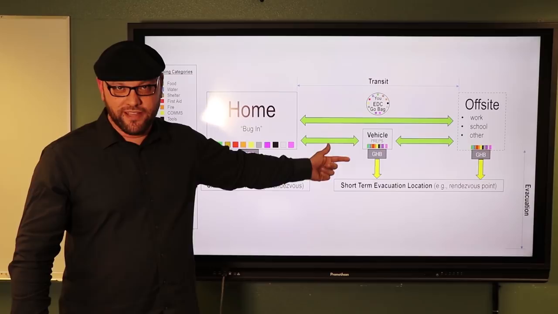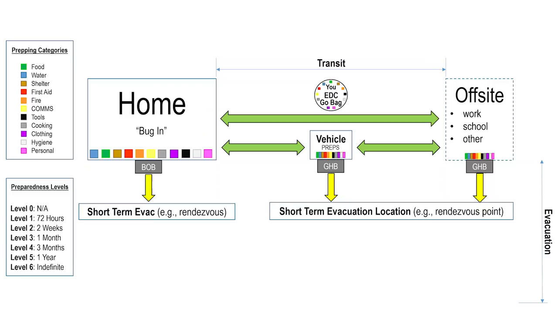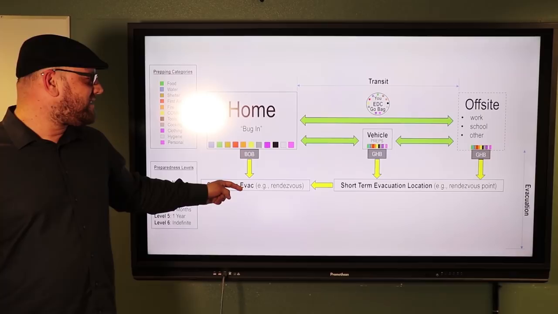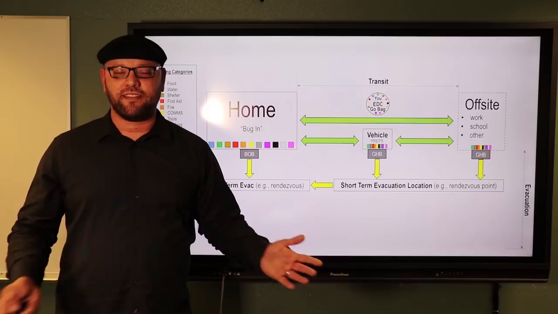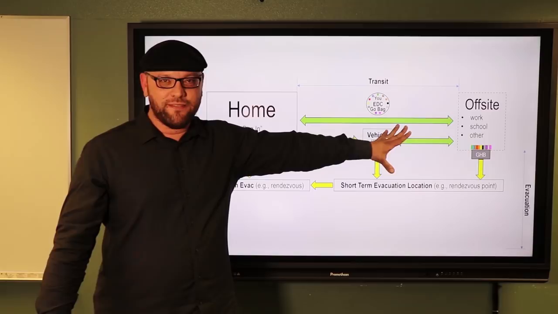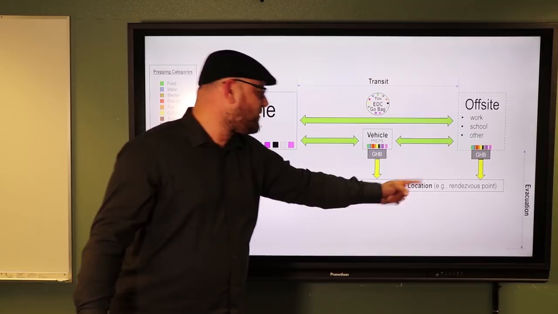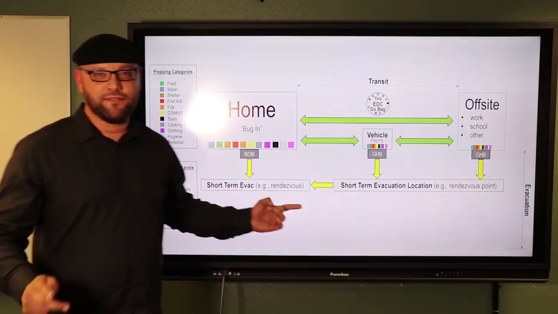You're gonna, again, grab your get-home bag, your emergency kit, and go to your short-term evacuation location. And the goal from this is to get from your short-term evacuation location to your home. So again, your rendezvous points. If an emergency happens, let's say there's a big earthquake and you're at work, your goal is to be safe at your work. Once it's safe, grabbing your get-home bag and then trying to get to your short-term evacuation location, a safe place outside of the office, and then to try to get home. The whole point of a get-home bag is to get home. The whole point of a bug-out bag is to evacuate your home.